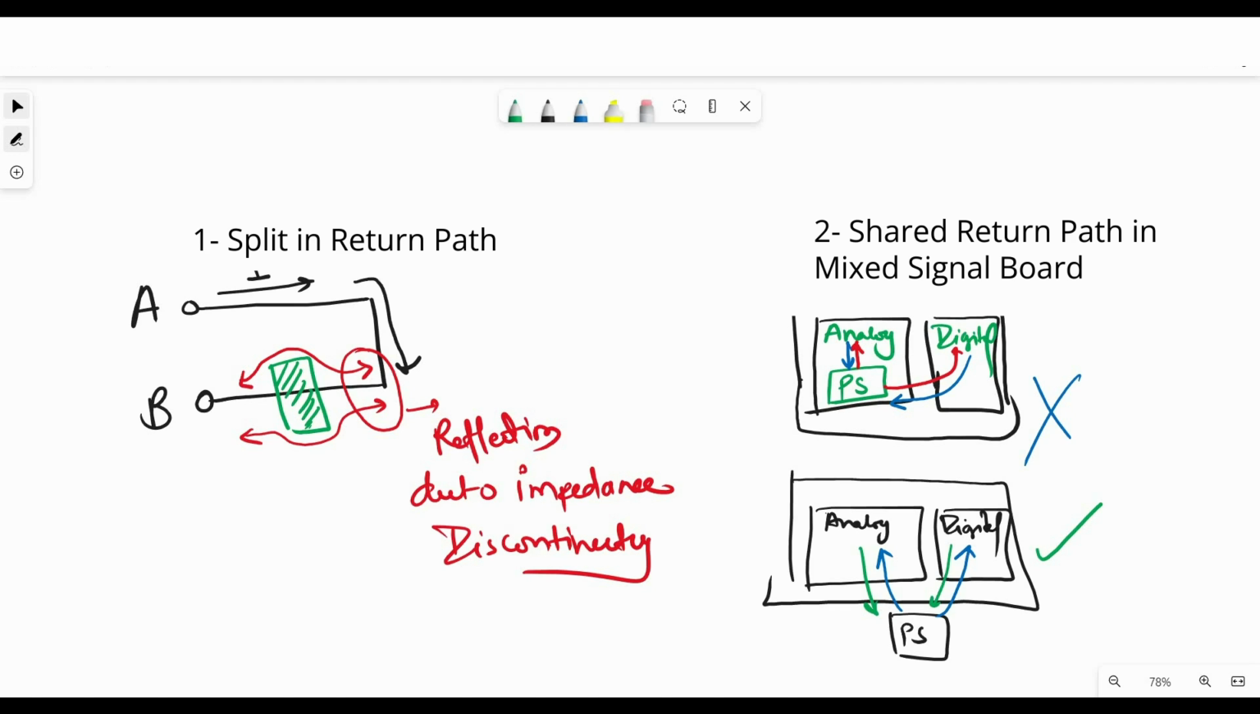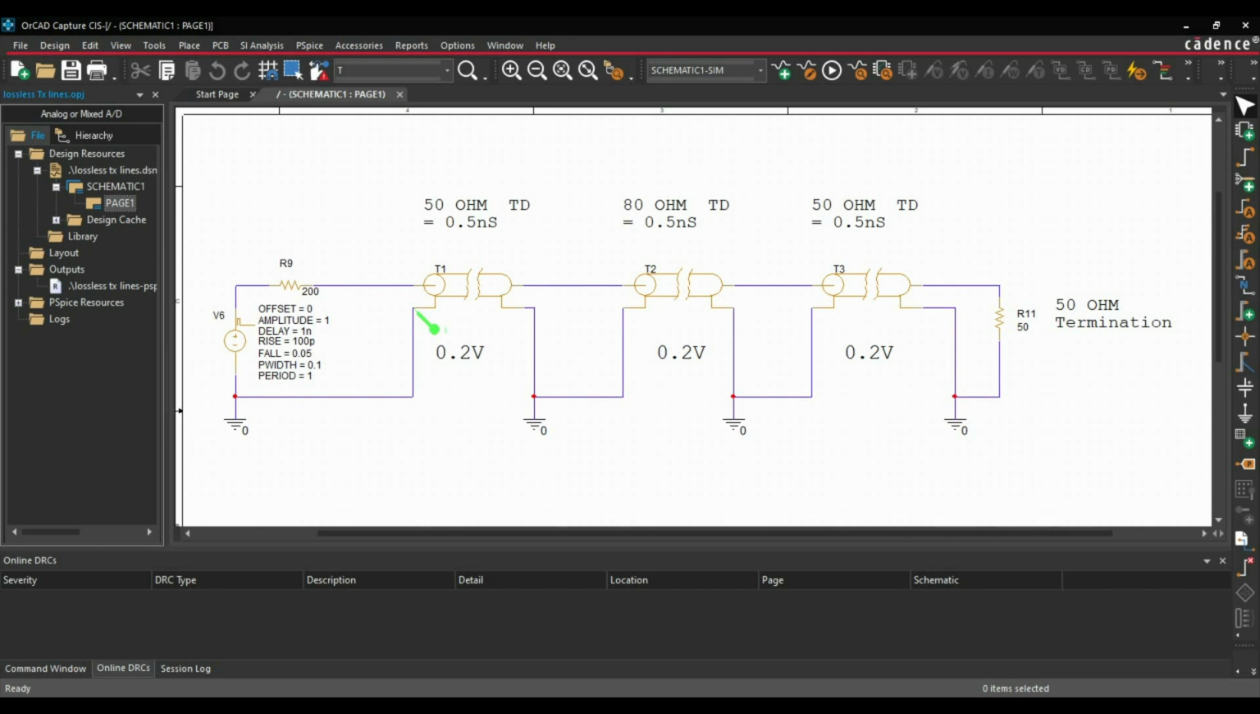Now let's see a quick demo of impedance discontinuity and its effect on return current. For that, open Capture CIS. And here I did one change, that is, I've replaced the 50 ohm transmission line with an 80 ohm characteristic impedance one. That means there is impedance discontinuity.